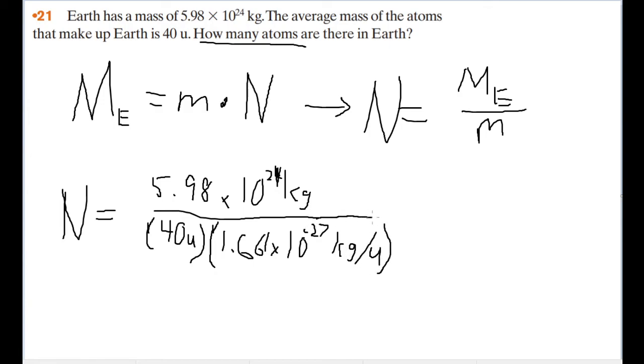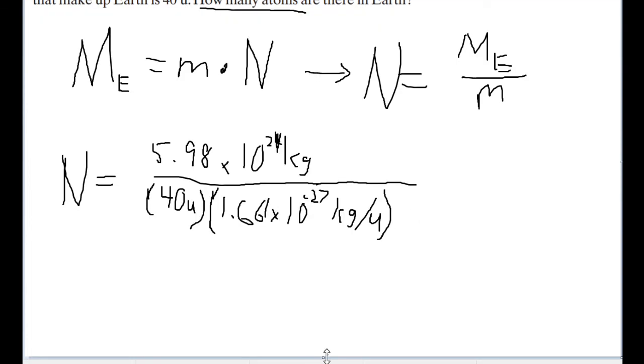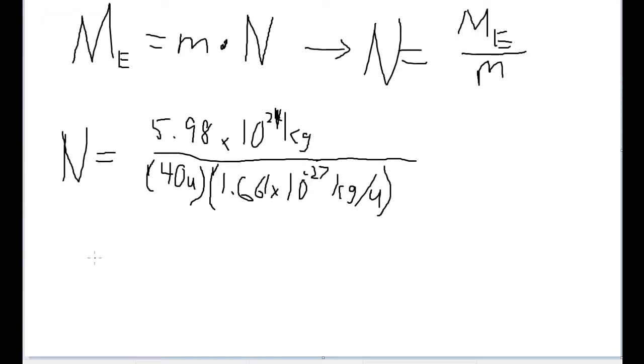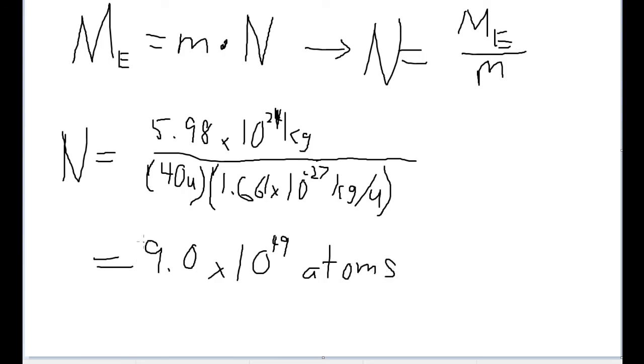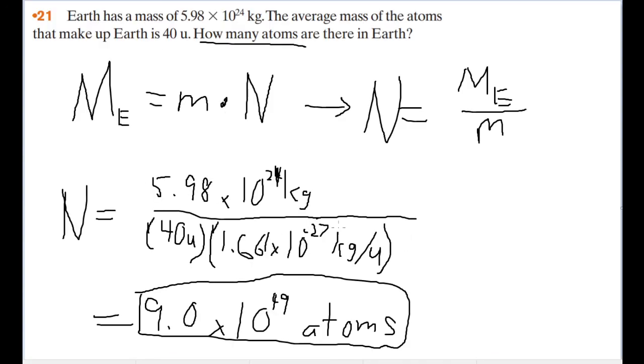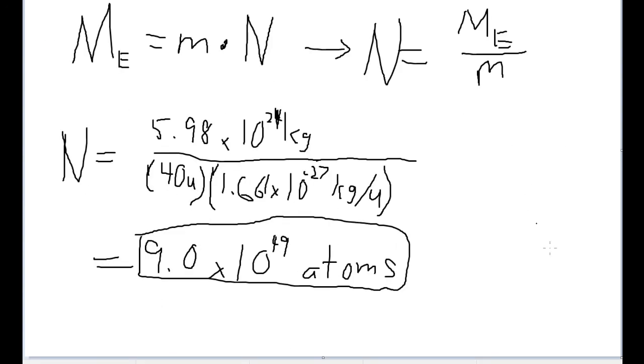So let's multiply it by this whole thing, and we get a final answer of 9.0 times 10 to the power of 49 atoms. So roughly, this is how many atoms there are in the Earth, according to these approximations that we're making here.